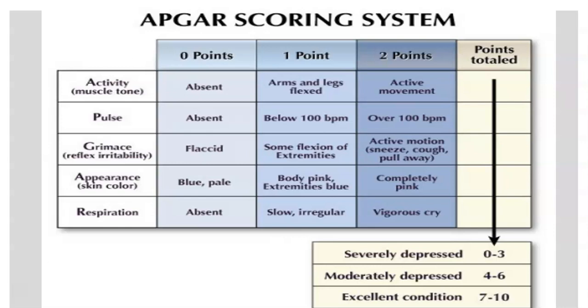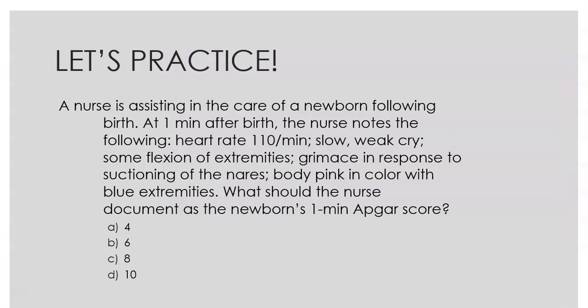Severely depressed is the baby where you are going to be using your bag, valve, mask, and bagging for them. Because they are not doing well and they need resuscitation, severe resuscitation. So let's do an example of this Apgar scoring.